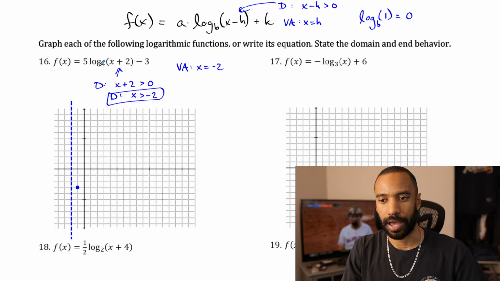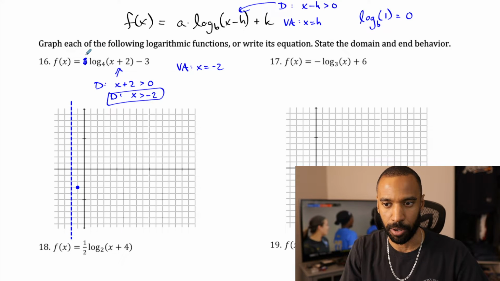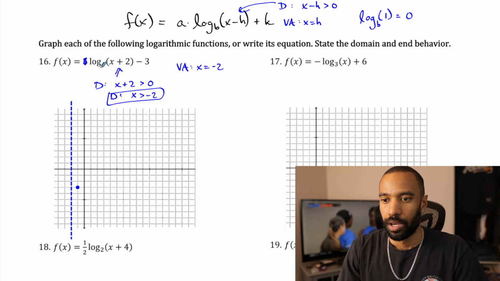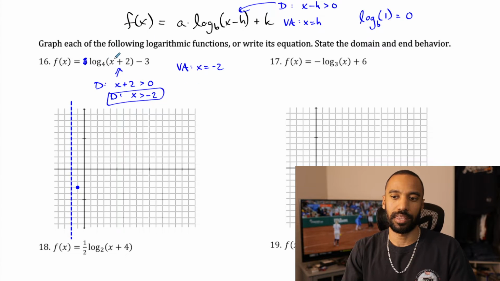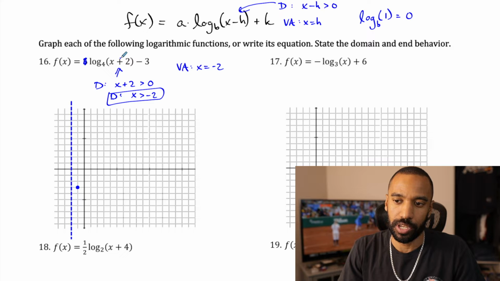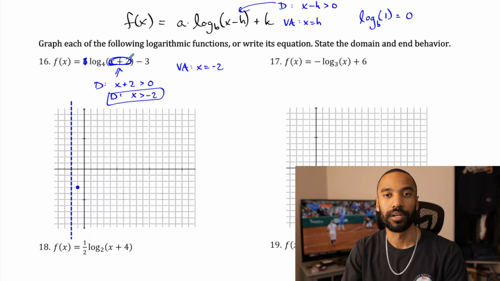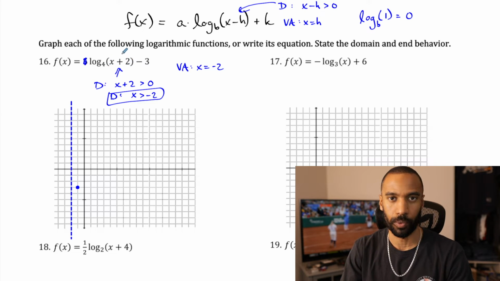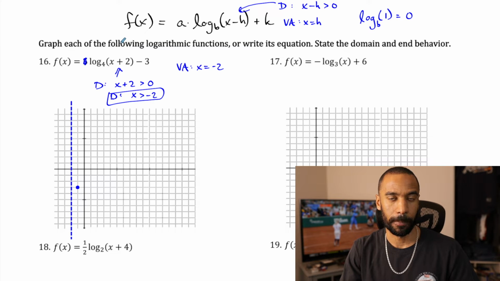Everything I do after here will have to do with the 4 and the 5. Now let me pretend like the 5 wasn't there just for a brief moment. The 4 is, remember, you raise 4 to some powers to get whatever number goes inside here. So these numbers need to be powers of 4. 1 is a power of 4. 1 is 4 to the 0 power. 4 is a power of 4. That's 4 to the first power.